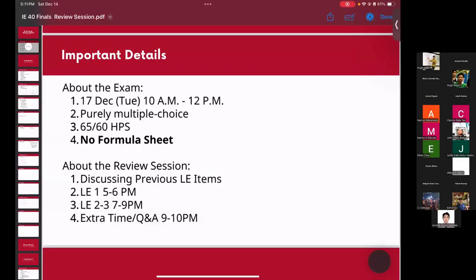What types of items will come out has been different from year to year. So what we're going to do is we're going to stick with the items that were given to us from the previous 3 exams. And then we're going to try to cover as many concepts there.